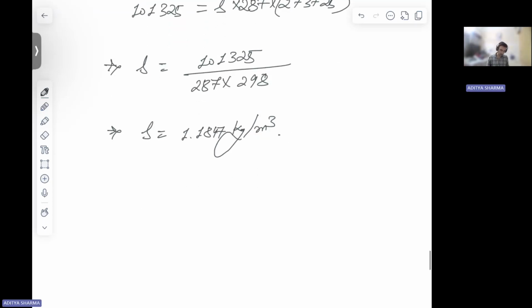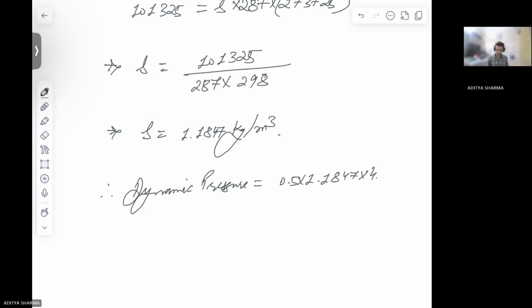Now you have density, so your dynamic pressure becomes 0.5 into rho into V square. So this comes out to be 47, and this will be in pascals.